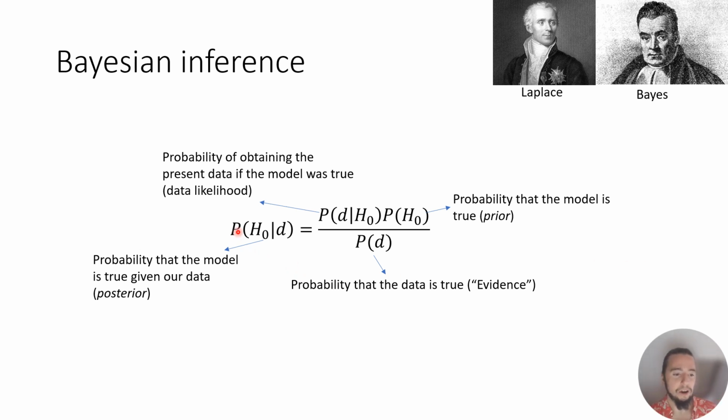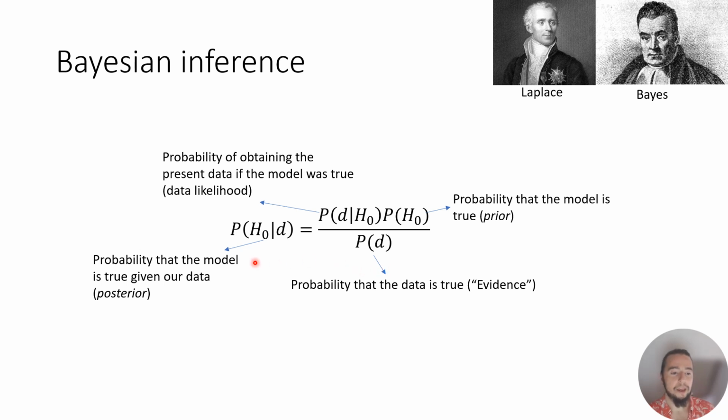Okay, so now the Bayes rule transforms into this. The probability of H0 being true given the data can be expressed as the probability of the data given H0 is true, multiplied by the probability that the model is true, and divided by the probability that the data is true.